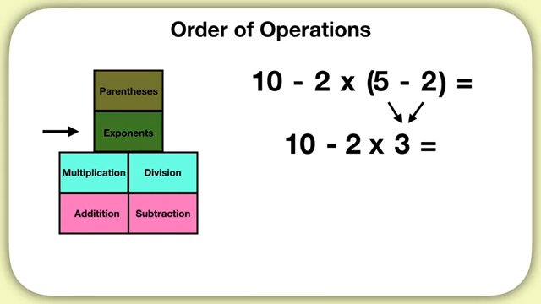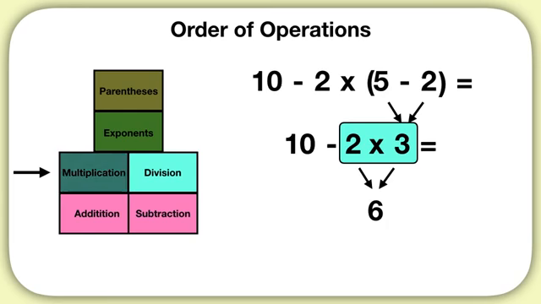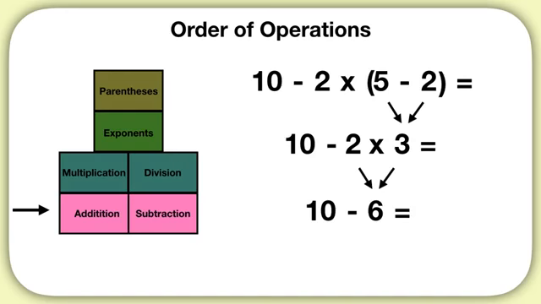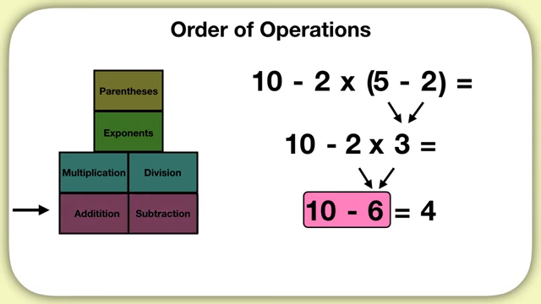Now, what is the next thing I should solve in this problem? Next, we will look for multiplication or division. We have multiplication right here, so we will solve 2 times 3 and get 6. Now there's no more multiplication and no more division. We can bring down the rest of our equation. What is the answer to this equation? Well, finally we do addition and subtraction. We do 10 minus 6 to get an answer of 4. There's no more addition, no more subtraction. The correct answer to this equation is 4.